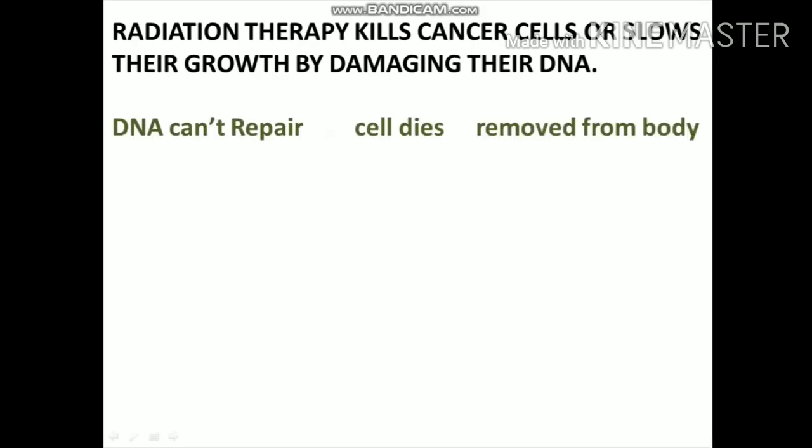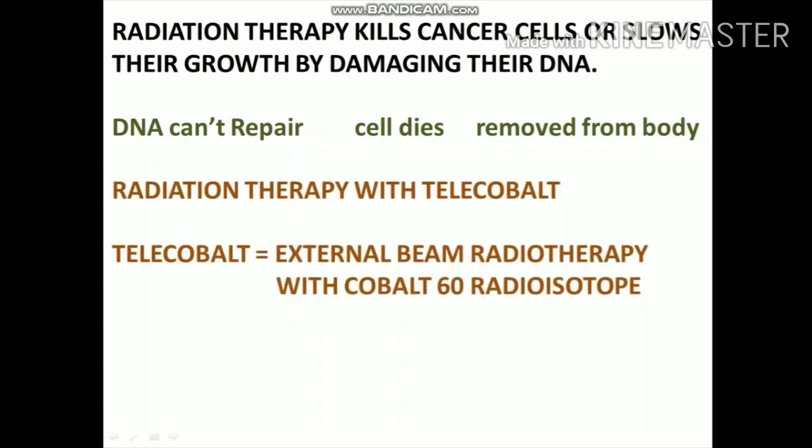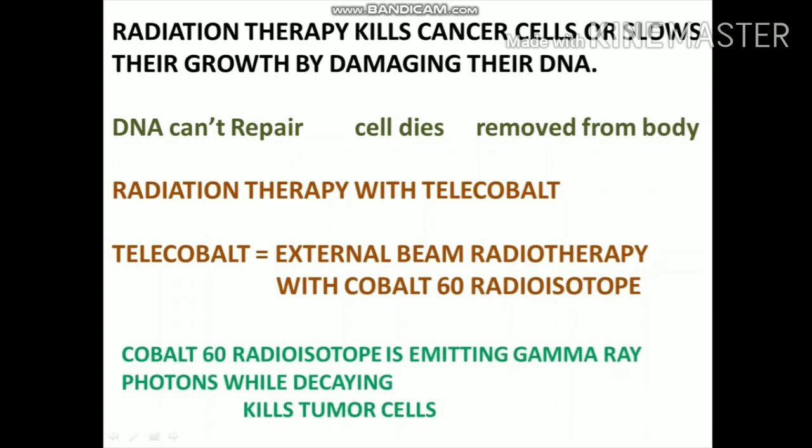Radiation therapy kills cancer cells by damaging their DNA or slowing their growth. This damaged DNA cannot repair, stops dividing, dies, and is removed from the body. Radiation therapy with a telecobalt machine uses cobalt-60 radioisotope that emits high-energy gamma ray photons, which are ionizing in nature and able to kill the cancerous cells.